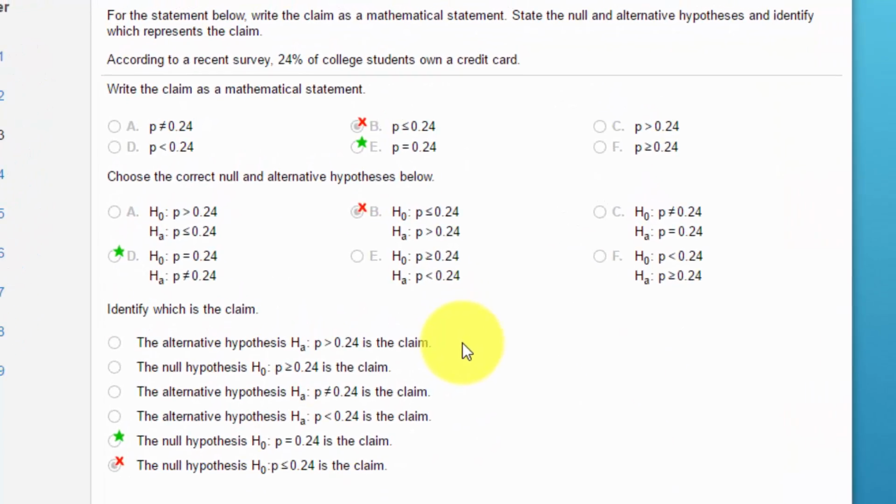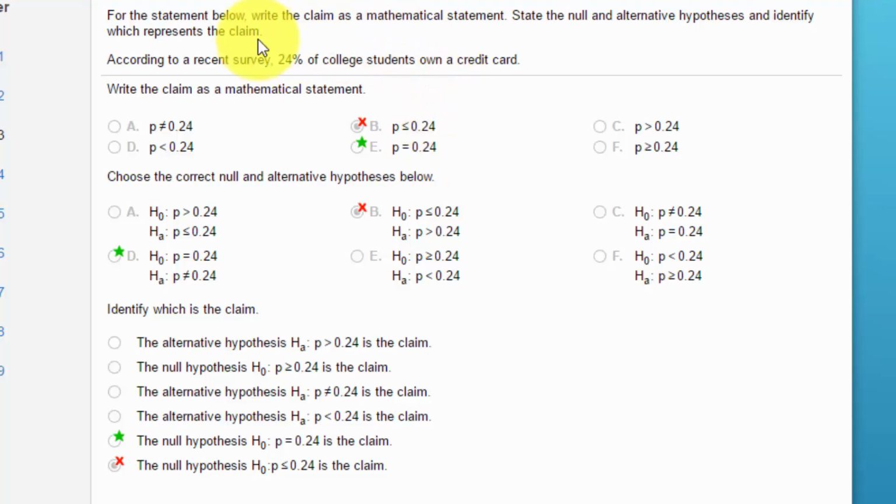All right, here's another problem on hypothesis test, and it is really pretty simple. They give you this statement: according to a recent survey, 24% of college students own a credit card, and they want you to write the claim as a mathematical statement, which is the first thing we have to do when we're doing hypothesis tests. This person selected the proportion is less than or equal to 0.24.